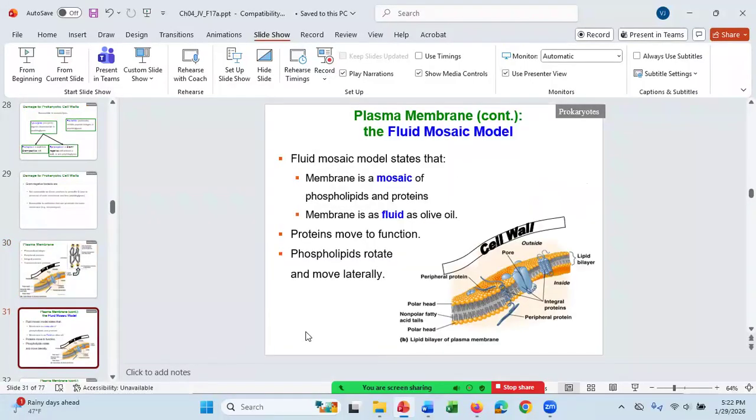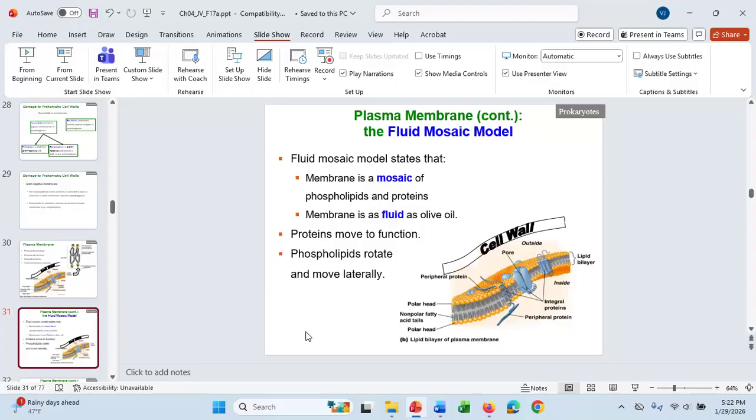We use the fluid mosaic model to describe the cell membrane. The fluid mosaic model states that the membrane is a mosaic of phospholipids and proteins, and the membrane is as fluid as olive oil. Any questions about any of that?